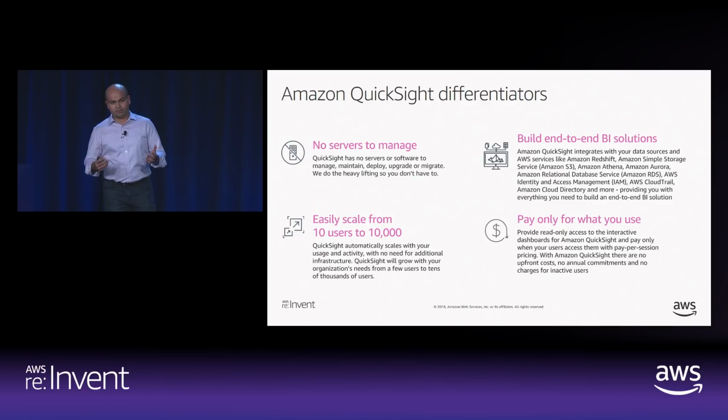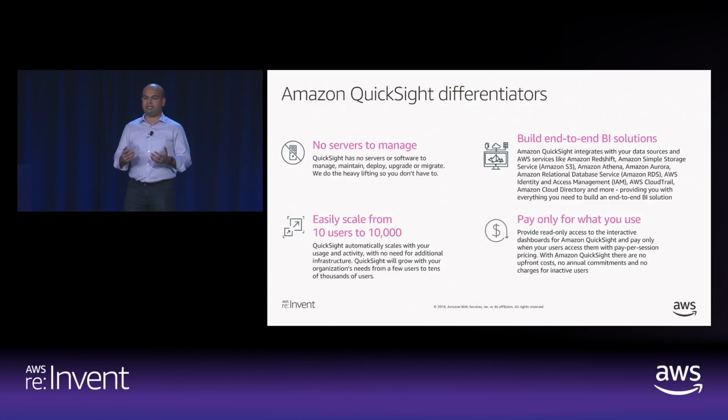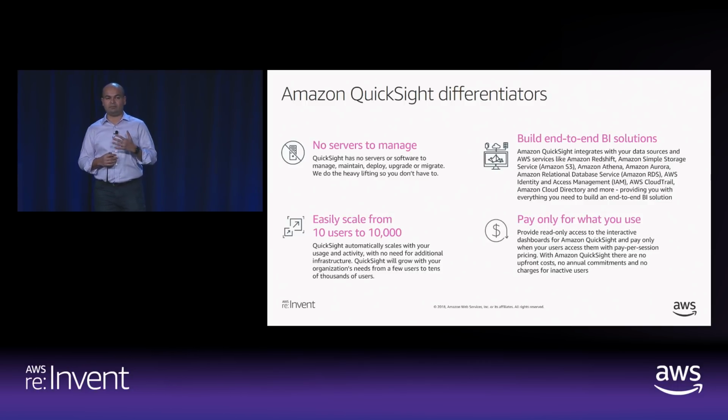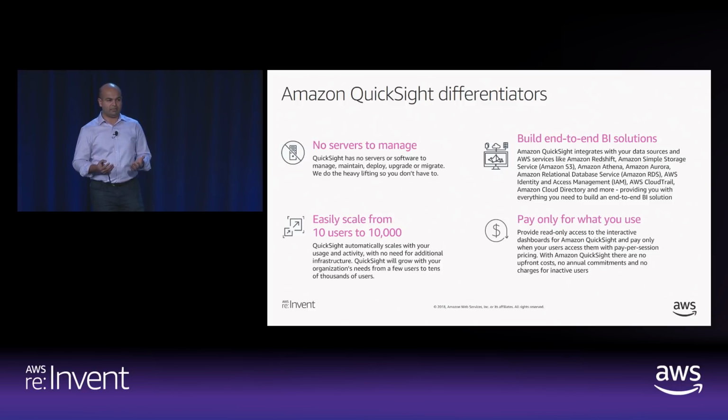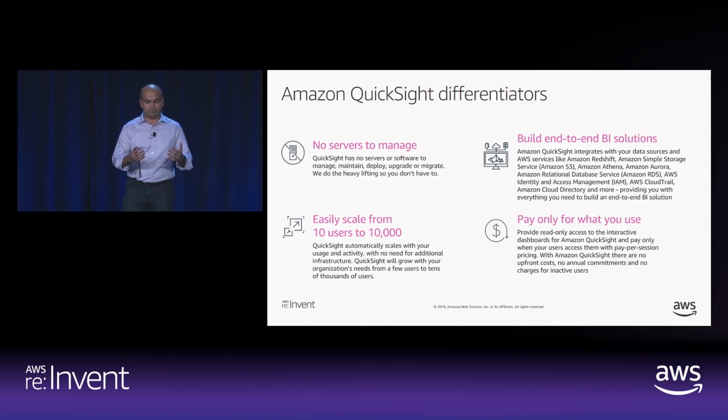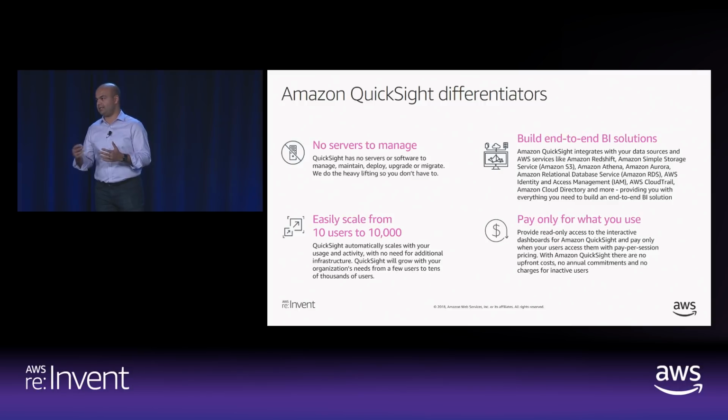As many of you know, QuickSight is a cloud-native BI service that we launched 2 years back. QuickSight is in a crowded market, and we believe that there are some key differentiators that make it stand out from the rest. Number one, QuickSight is a serverless BI solution. This means that there are no servers to deploy, to maintain, to manage, or to upgrade. You just create a QuickSight account, connect to your data, create your dashboards, and then publish them to your users. It's as simple as that.